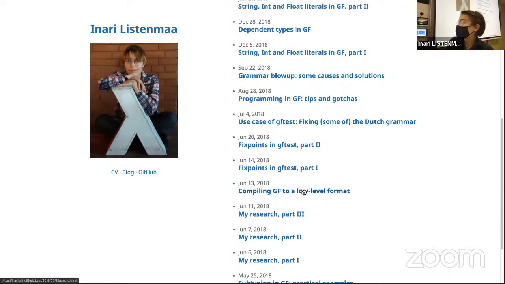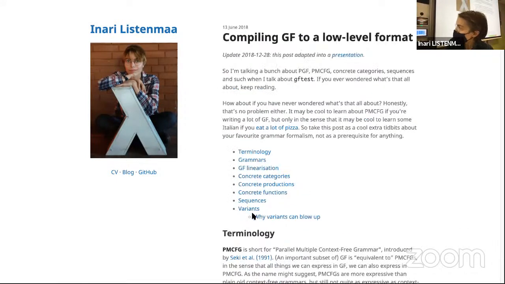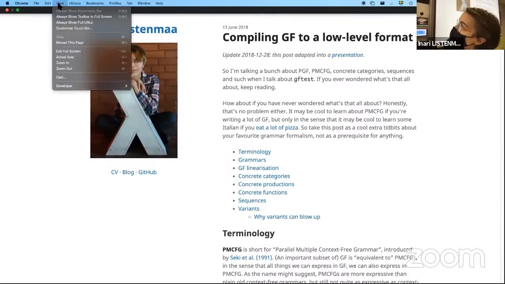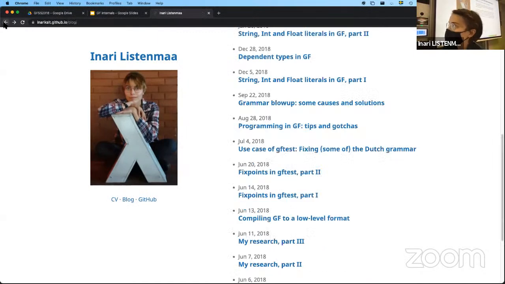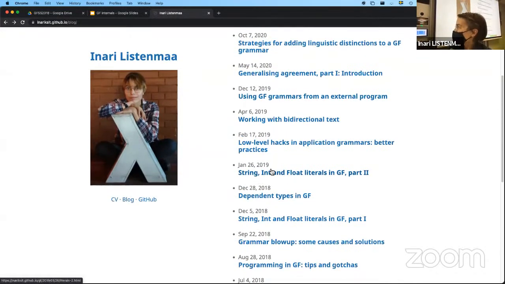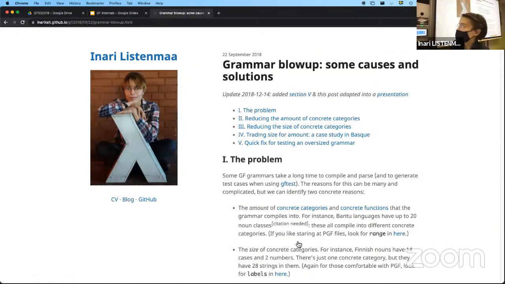That first talk is this one. This is the one important part I didn't cover in the talk. It's pretty interesting, but also pretty long. How do I go to the previous page? I'm using Chrome because I don't know how to use full screen in other browsers. And the other post, the follow-up, is this one.